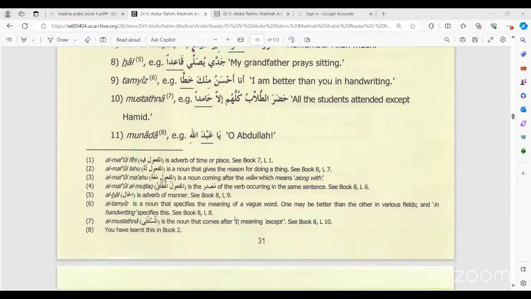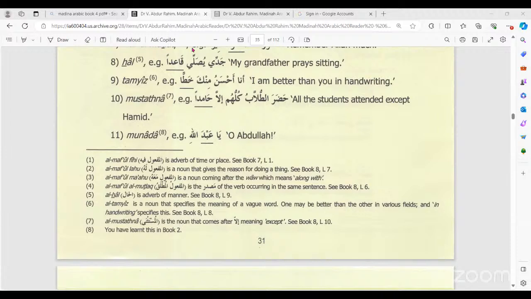And finally, number 10 and 11, mustathna. Let me give this to Sister Sadiqa Jafar. And then I will bring someone else as well, and then Sister Zabunisa, inshallah. Number 10, go ahead. Mustathna.